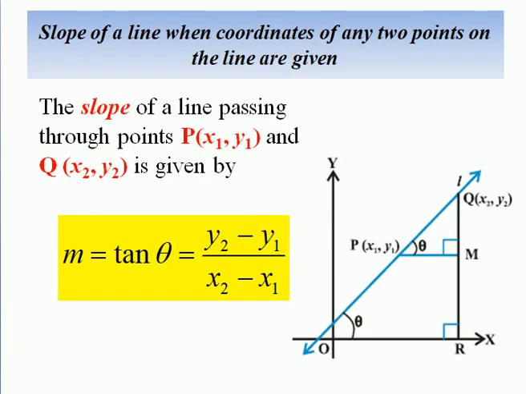We have another method to find the slope of a straight line. If we have 2 points (x1, y1) and (x2, y2), then the slope of the straight line is defined by the formula (y2 minus y1) upon (x2 minus x1).